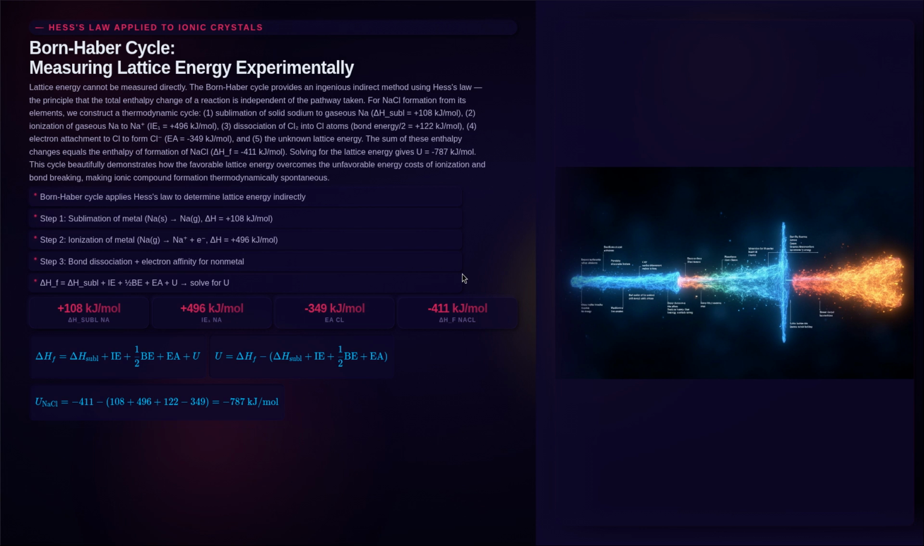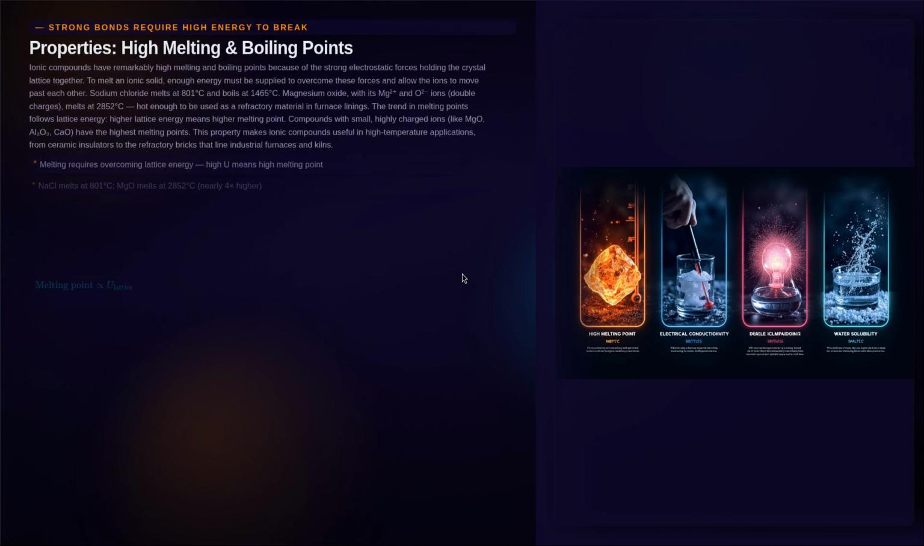And fifth, the unknown lattice energy completes the cycle. The sum equals the enthalpy of formation of sodium chloride, which is minus 411 kilojoules per mole. Solving for lattice energy gives minus 787 kilojoules per mole. This cycle beautifully demonstrates how the favorable lattice energy overcomes the unfavorable costs.